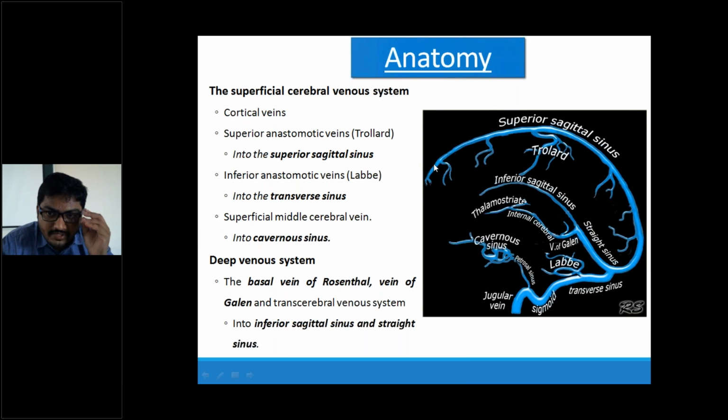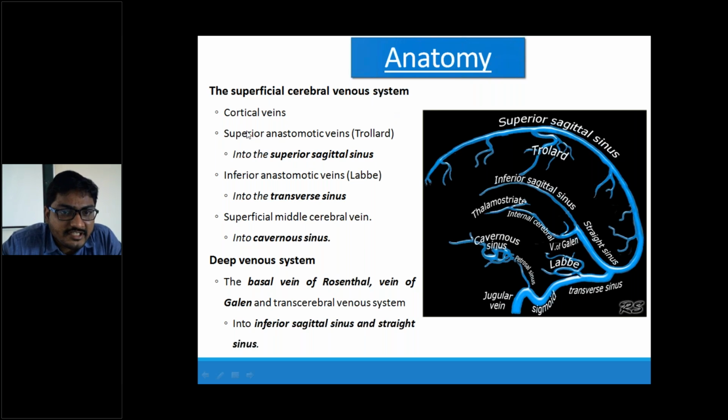So this is the superior sagittal sinus, and this is the straight sinus, and this is the transverse sinus. Please remember, this is the superior sagittal sinus, SSS. This is the straight sinus. This is the transverse sinus, right?